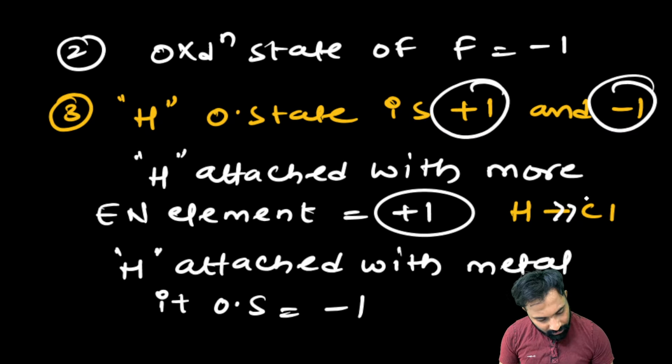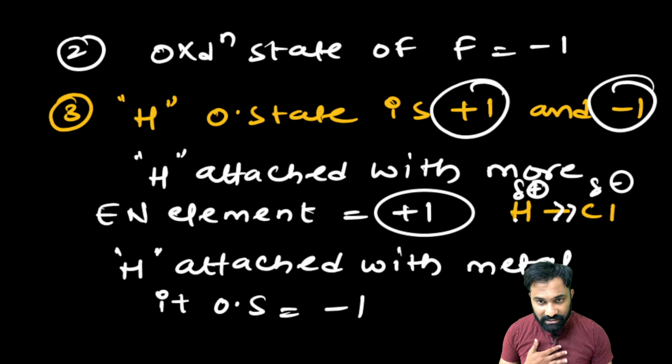Now chlorine, being the more electronegative, will pull the electrons towards itself. When it pulls the electrons, it gets a partial negative charge, and hydrogen gets a partial positive charge. This partial positive charge indicates loss of electron. So when the more electronegative atom is attached to hydrogen, hydrogen has the +1 oxidation state because of loss of electron.